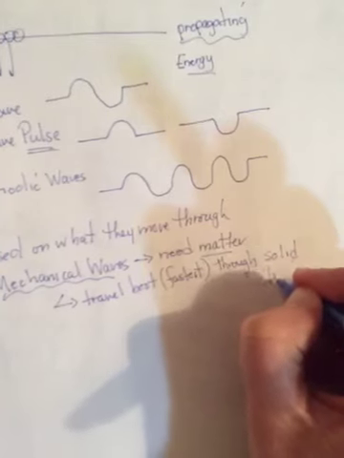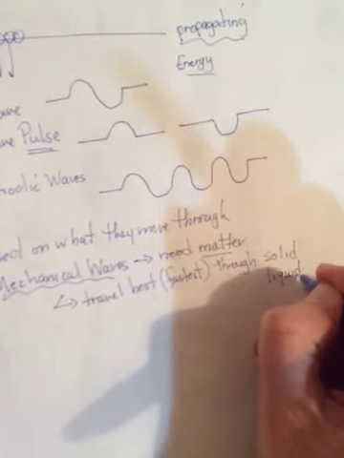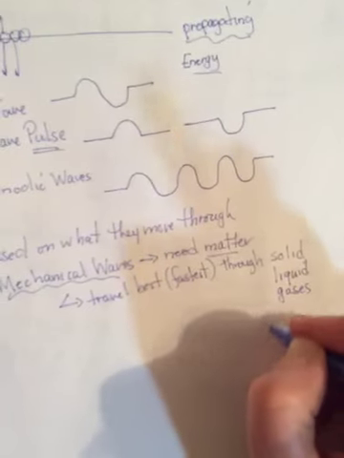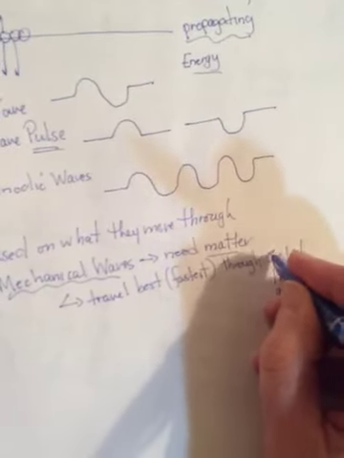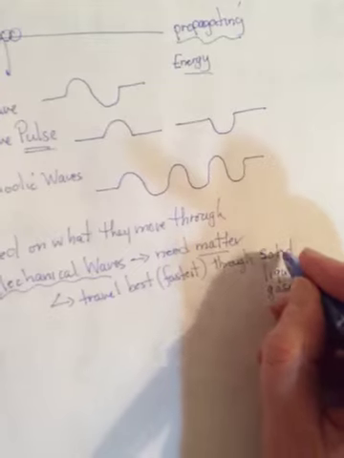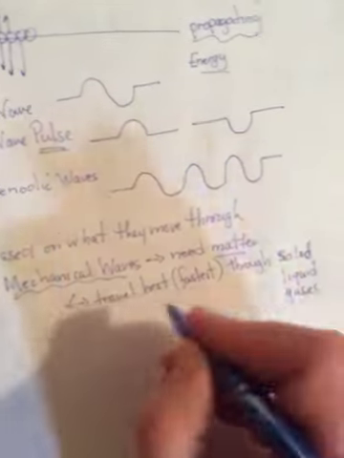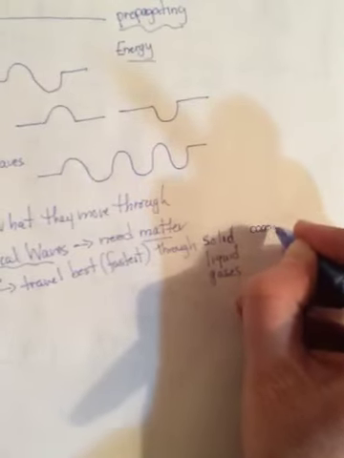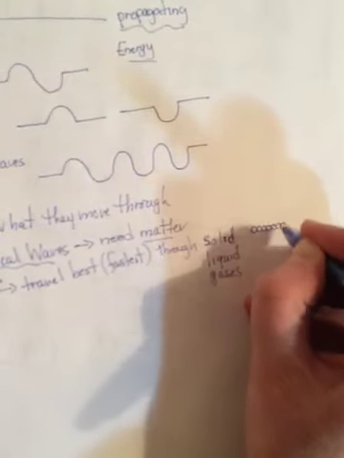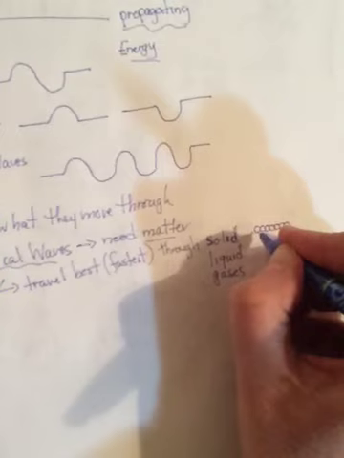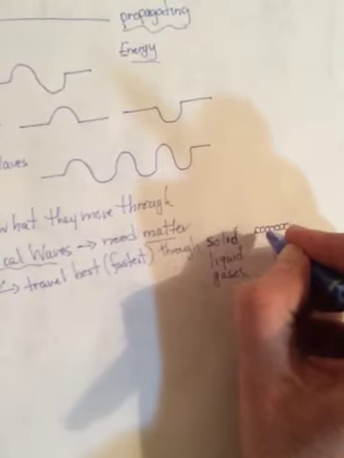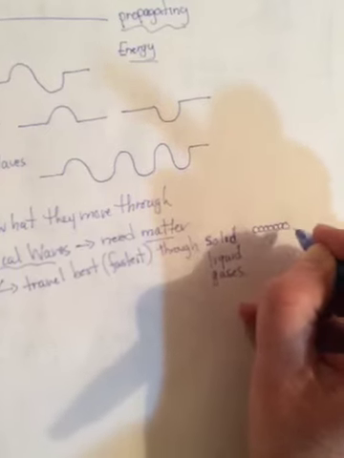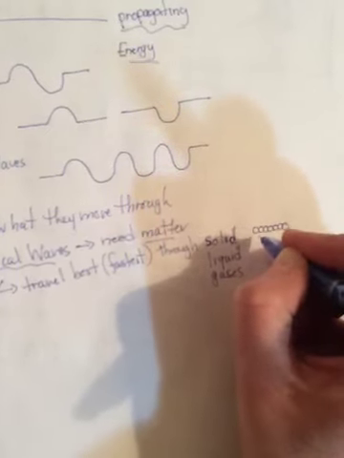Then next best through liquids, and then gases, and then not at all in empty space. Now this should make sense if you stop and think about what the molecules inside a solid look like. Inside a solid, the molecules are touching, right? They're side by side, like shoulder to shoulder.